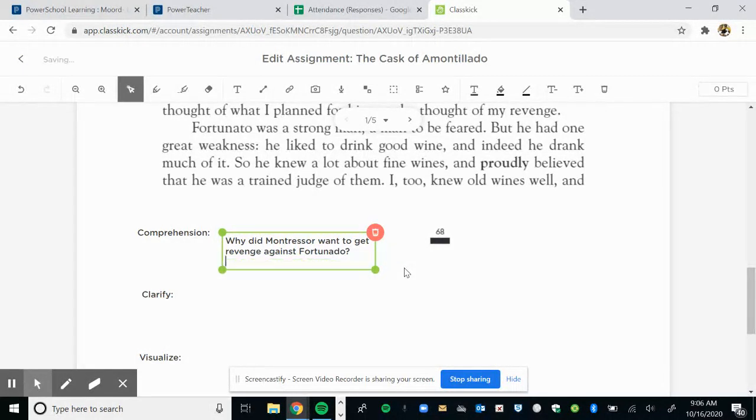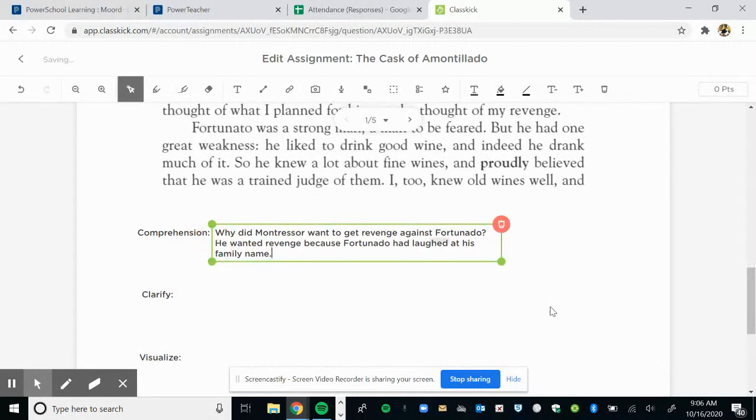So there's my question. I need to answer my question too. He wanted revenge because Fortunato had laughed at his family name. That's a comprehension question. That's the kind of question that a teacher would ask their class. It's a question whose answer can be found right here in the text.